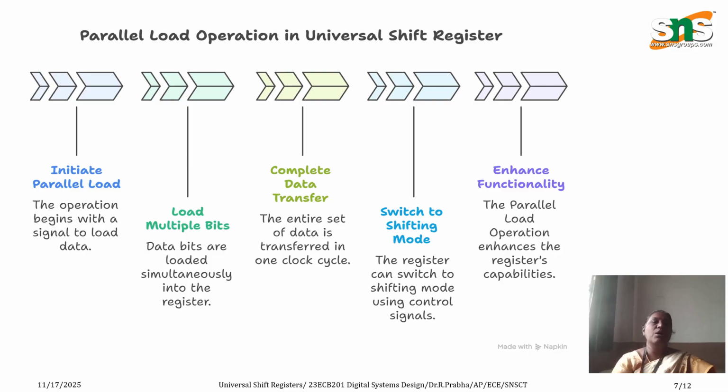For the parallel load operation of the universal shift register, initially we have to initiate the parallel load by giving the appropriate signal to load the data, and multiple bits can be loaded simultaneously into all the registers. The data transfer will be completed with one clock pulse. Because it is a parallel load operation, all the data will be loaded simultaneously, and the register can switch to the shifting mode using control signals. Finally, this parallel load operation enhances the functionality of the universal shift register.